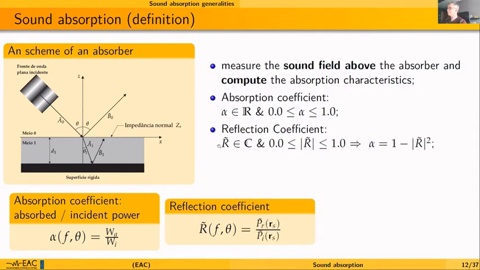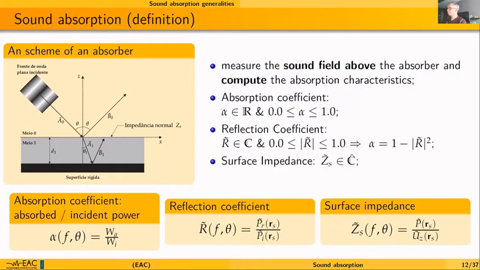We have the reflection coefficient, which is a certain counterpart of the absorption, which is the ratio of the reflected amplitude of the wave to the incident one. And this can be a complex quantity. And the modulus of the reflection coefficient varies from 0 to 1. And it's related to the absorption through this formula here.